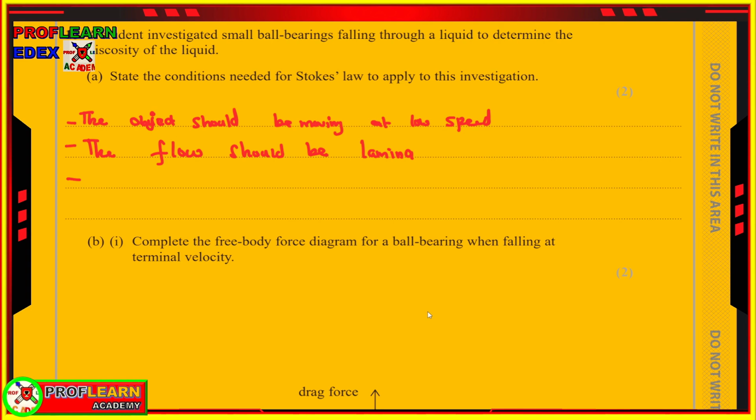15. We are told a student is using a small ball bearing falling through a fluid to determine the viscosity of the fluid. Then we were supposed to state the conditions needed to apply this. One of the conditions is that the object should not be moving fast, as it would cause turbulent flow, and also the flow in this case must be laminar. It should not be turbulent.